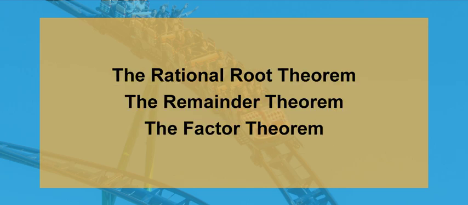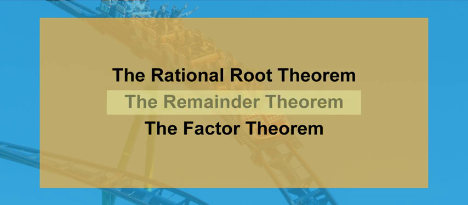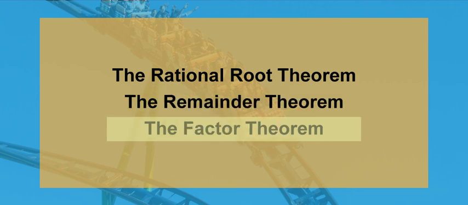The three polynomial theorems we've reviewed are the rational root theorem, the remainder theorem, and the factor theorem. Here's an effective way of using these in combination. 1. Use the rational root theorem to find possible roots of a polynomial. 2. Use the remainder theorem to evaluate the polynomial for specific values of the function. 3. Use the factor theorem to find one or more linear factors of a polynomial.